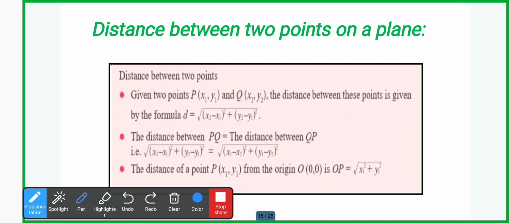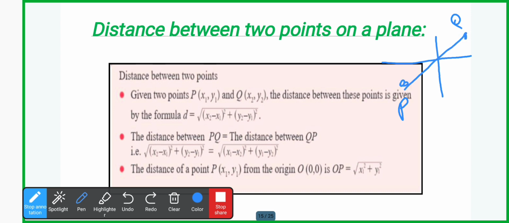Okay, students, distance between 2 points on a plane. Now you have to find the distance between 2 points. Let's suppose we have 2 points P and Q. I'm just going to draw it over here. Let's suppose this point is P and this point is Q, and we have to find the distance between these 2 points.